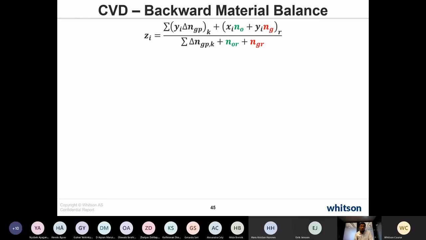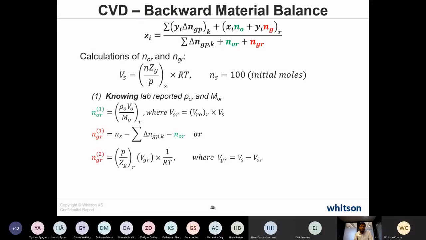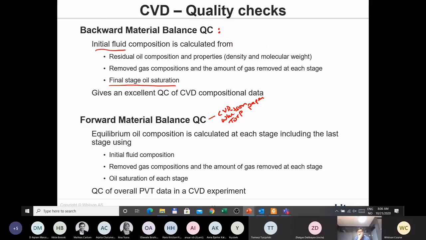And then here we have equations. I guess we are getting close to the time, so I will just go through these equations when we do the exercise. It will be a good refresher of the CVD material balance just before we do the exercise.